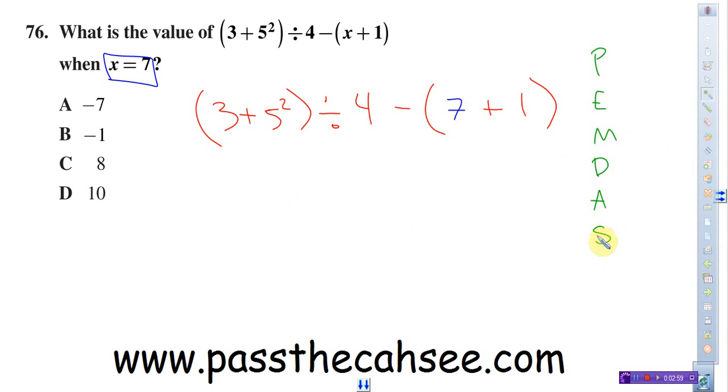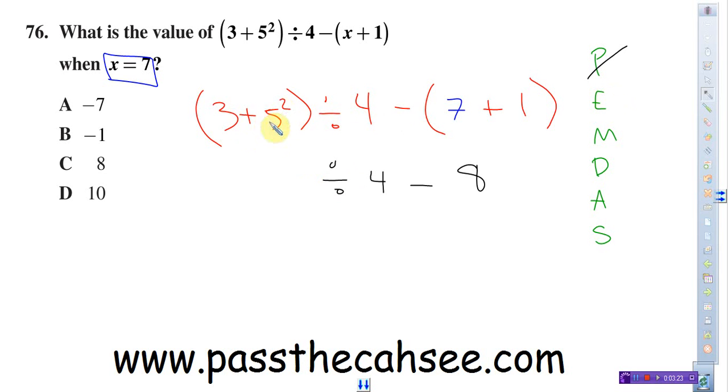You want to begin with the parentheses. Let's take care of the parentheses first. So parentheses, 7 plus 1. Now inside the parentheses here we just have 8. Write down the 4, nothing changed there. Now here inside the parentheses you need to take a look and make sure that you take care of the next thing in line, which would be the exponents.